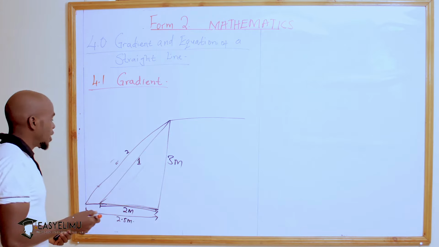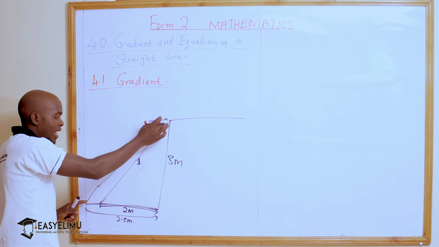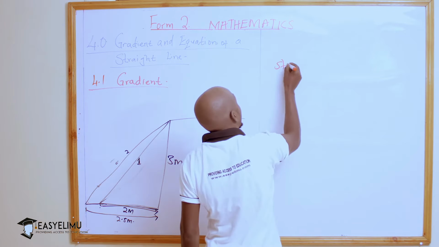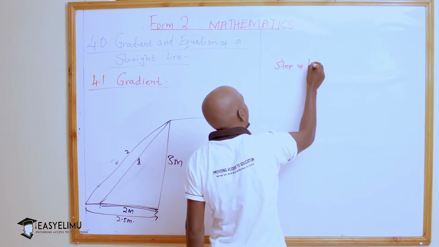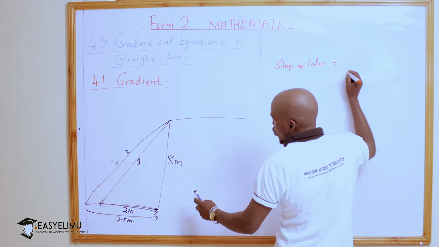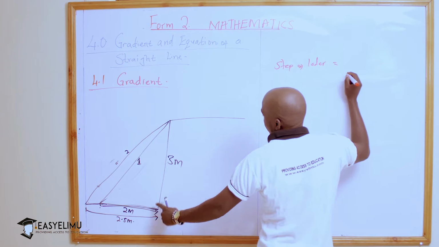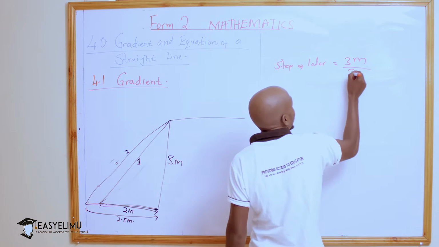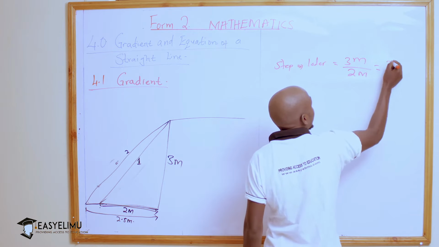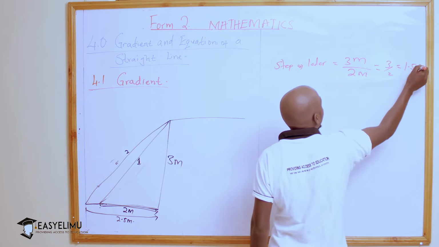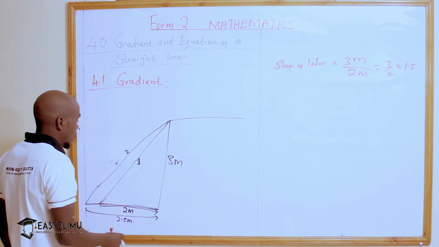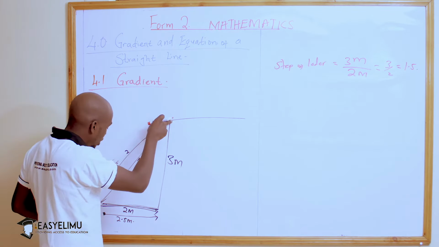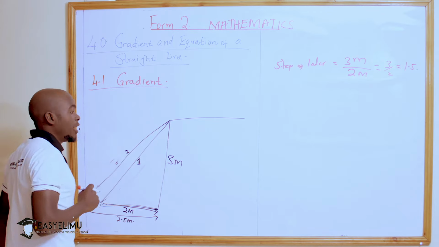To find the steepness of ladder 1, the steepness will be equal to the vertical height, which is 3 meters, divided by the horizontal distance, which we take as 2 meters, and you will find it is 3/2, which is equal to 1.5. So this ladder's steepness is 1.5.